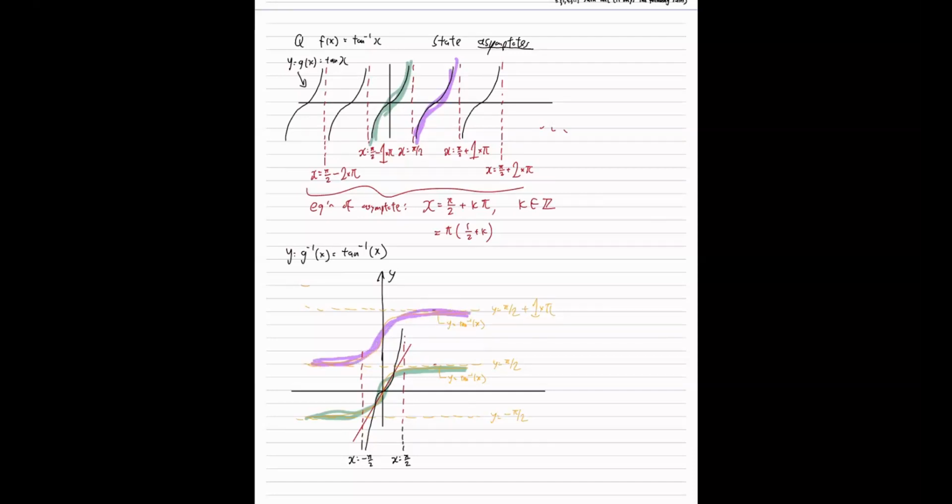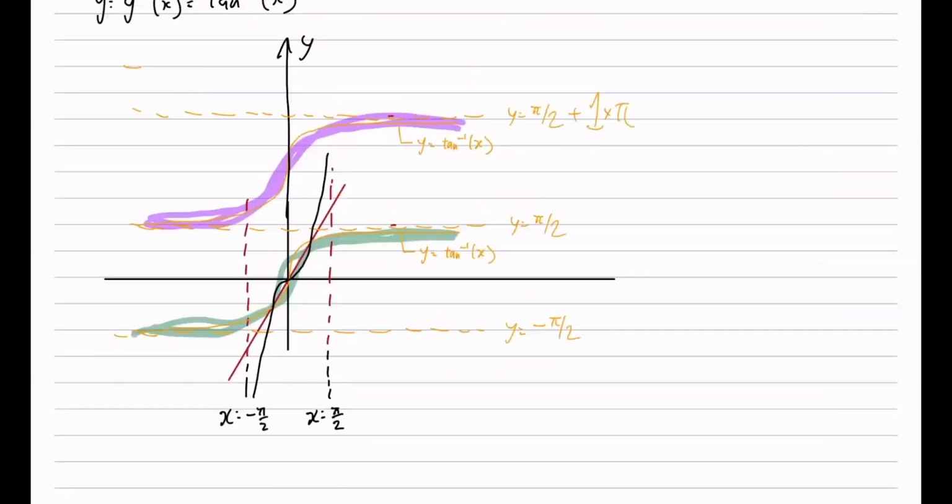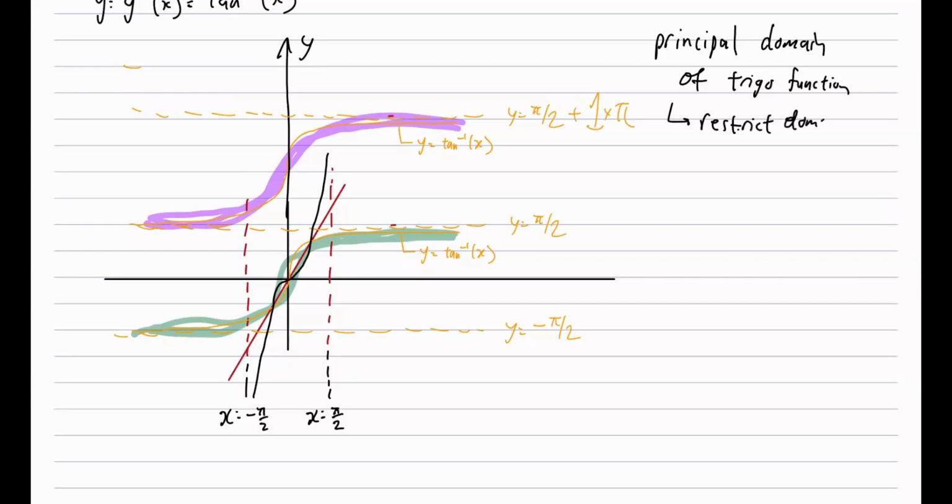But there's a problem if you reflect both of them, the green and the purple. This guy here, does it pass the vertical line test? No, sub in one value of x, you get two values of y. Correct. So it fails, right? So that's why we have this idea known as the principal domain of trigo functions. We have to restrict the domain, the allowed values of x, so that the inverse function, like the graph I'm drawing right now, the tangent inverse x function, will still be a function.